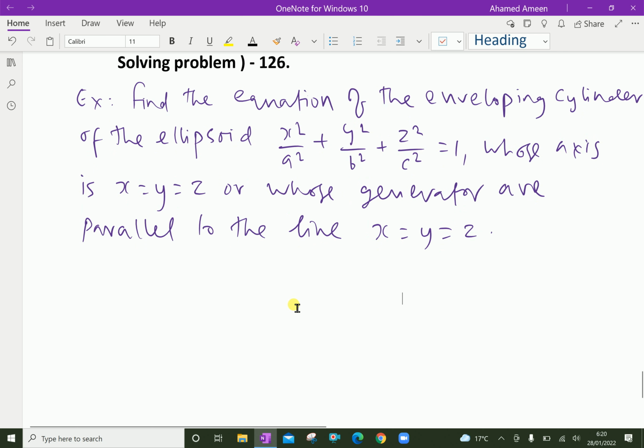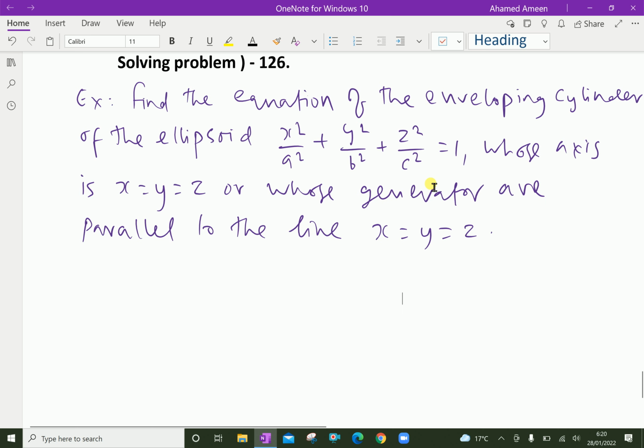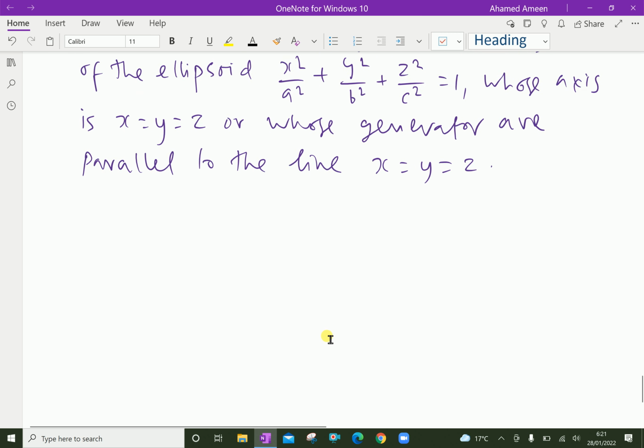Look at this example. Find the equation of the enveloping cylinder of the ellipsoid x squared over a squared plus y squared over b squared plus z squared over c squared equal to 1, whose generators are parallel to the line x equal to y equal to z. Here, the equation of the ellipsoid is given and you have to find the enveloping cylinder for this ellipsoid. The generators are parallel to the line x equal to y equal to z. Now let us start the problem.